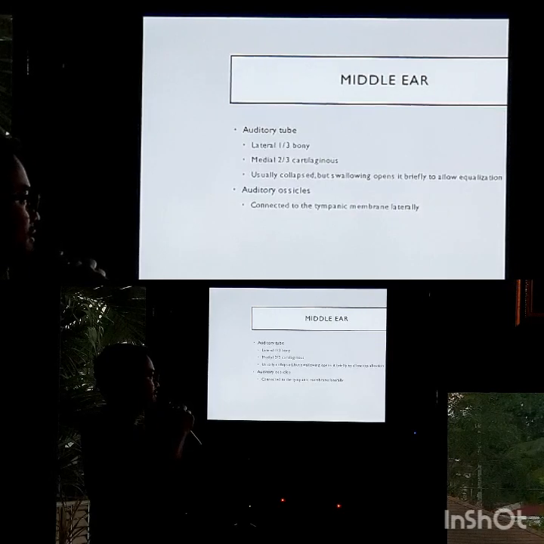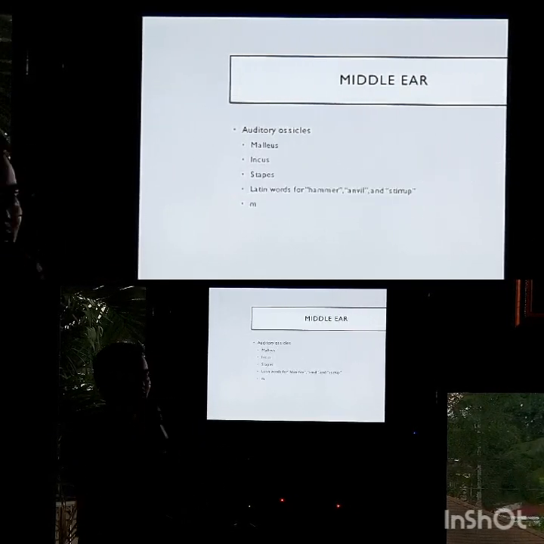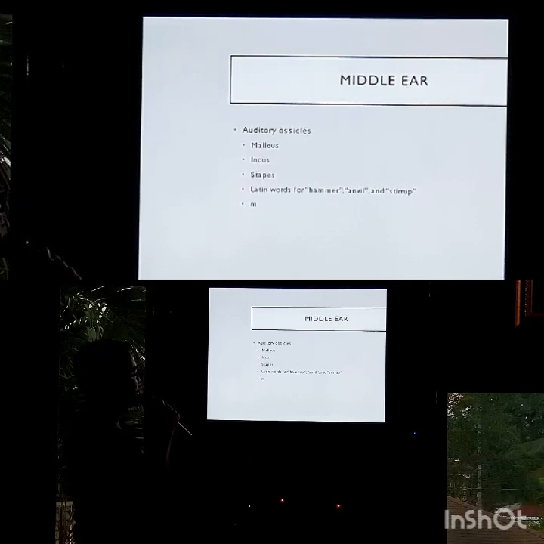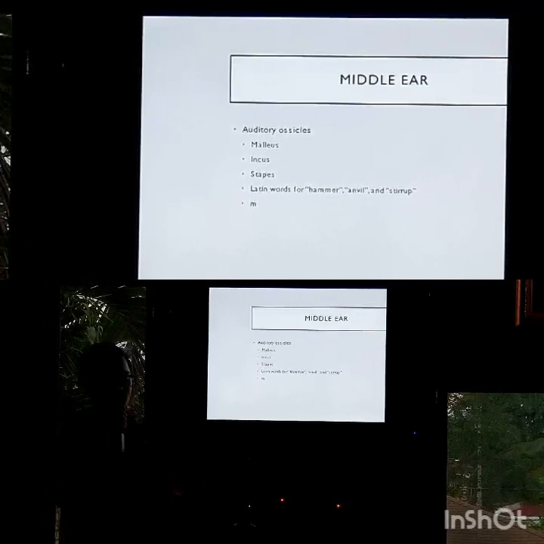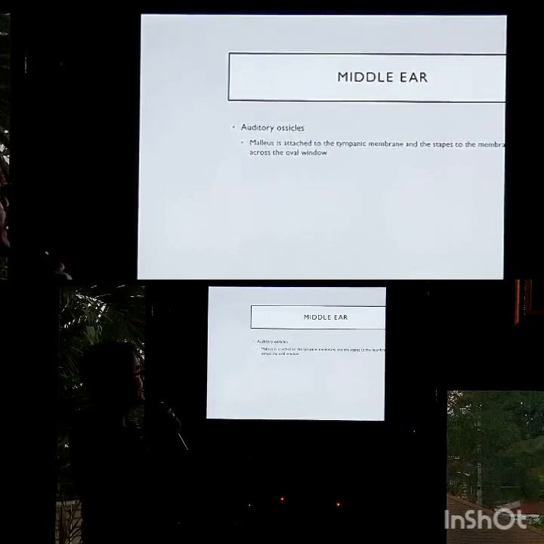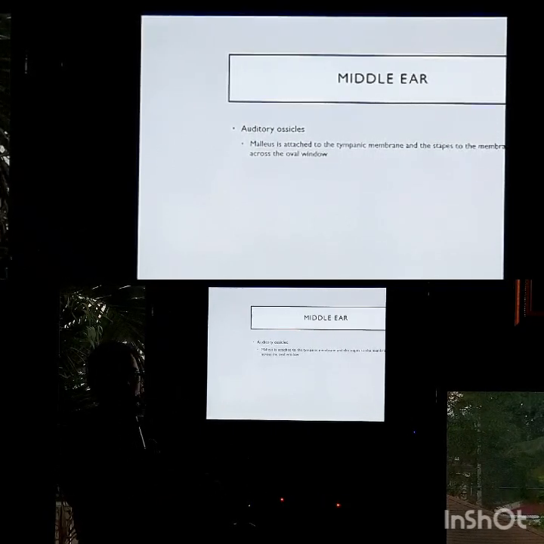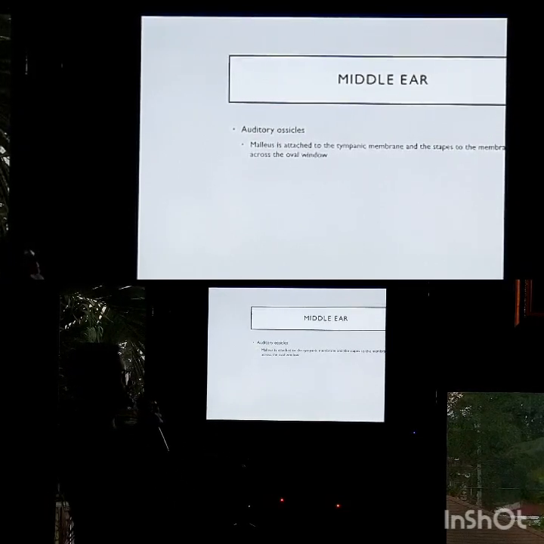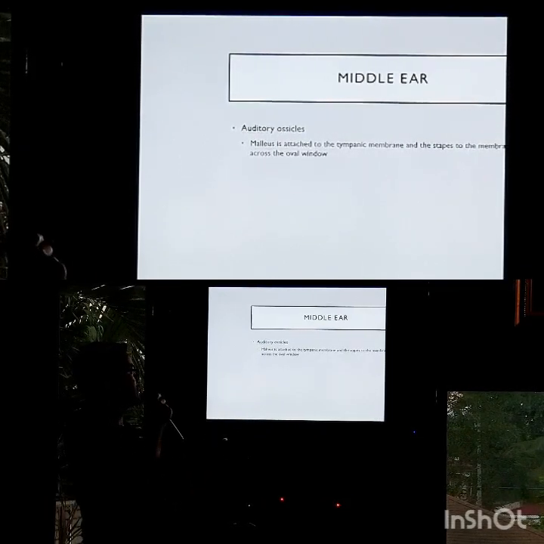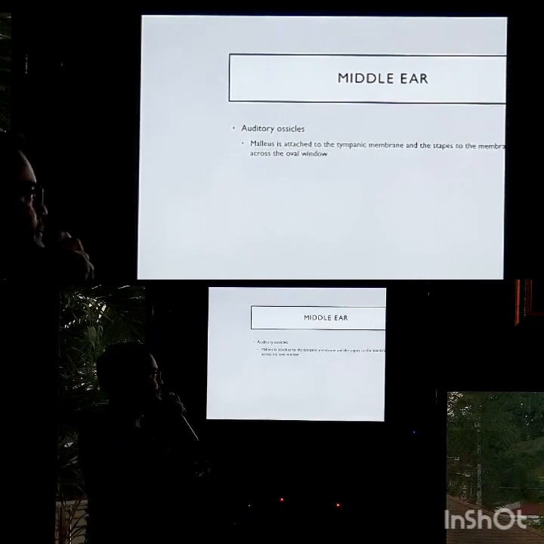And then you have the auditory ossicles or the ossicular chain. This is connected with the tympanic membrane laterally, and you have 3. You have the malleus, the incus, and the stapes. They are Latin words for the hammer, anvil, and the stirrup. Okay, the malleus is attached to the eardrum laterally. Medially, it's attached to the incus and the stapes is attached to the oval window. And this couples the outside of the ear to the inside of the ear. Okay? So that's why the middle ear is a transformer mechanism.